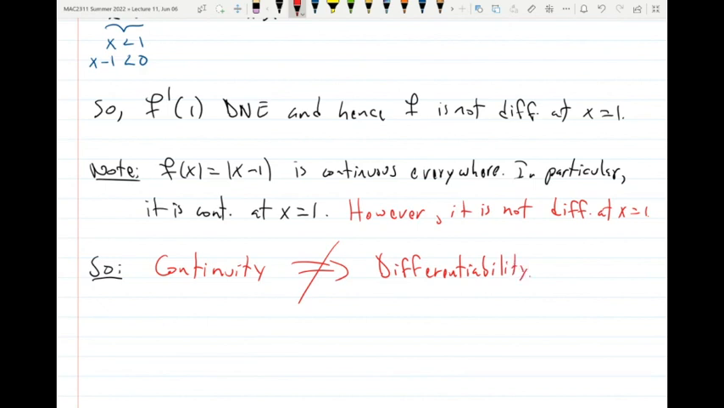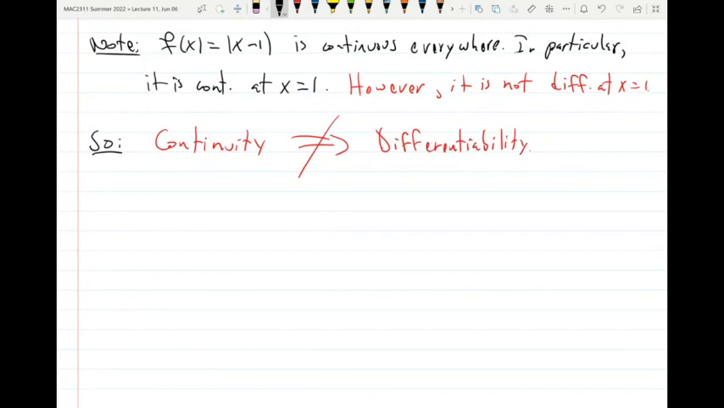Okay? So knowing that a function is continuous is not good enough. It doesn't tell you whether it has to be differentiable or not. How about the other way? Let's try to investigate the other way. If you know a function is differentiable, then does that mean that the function is continuous? And the answer is yes.